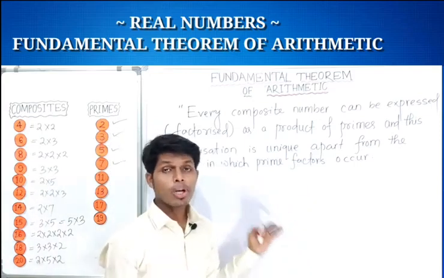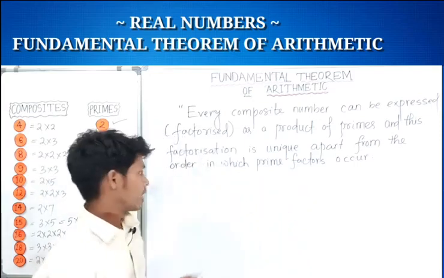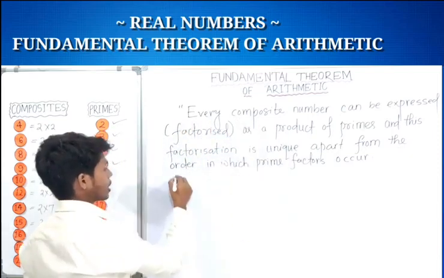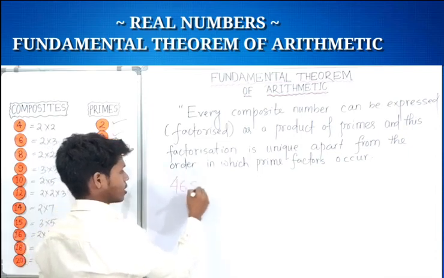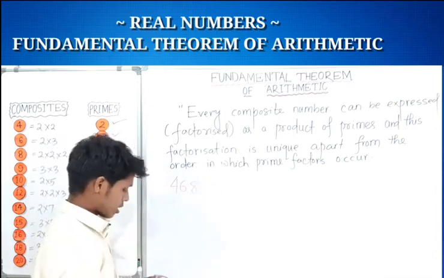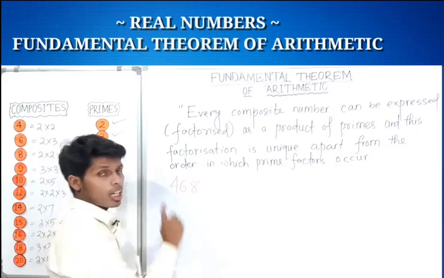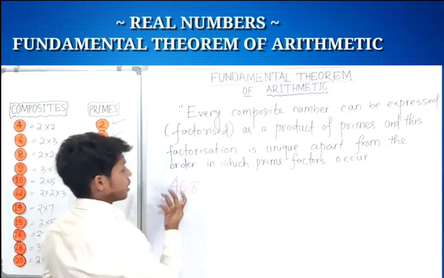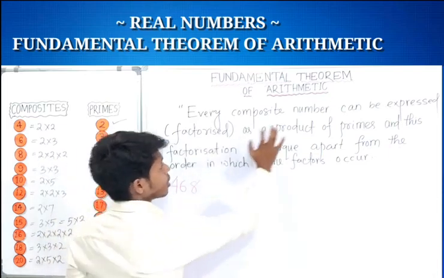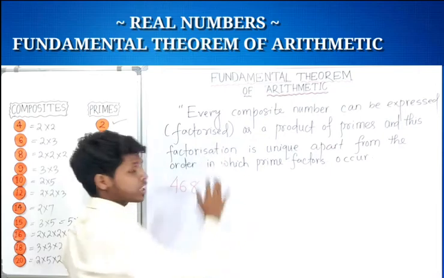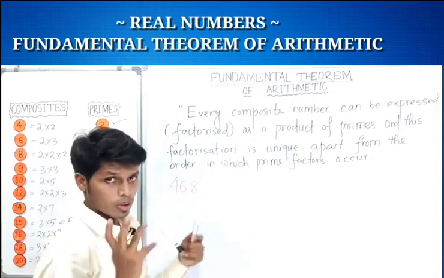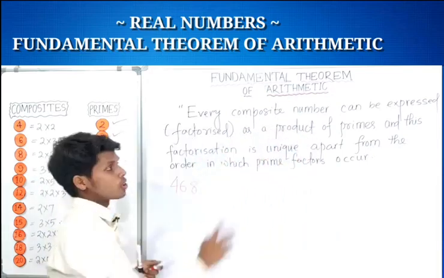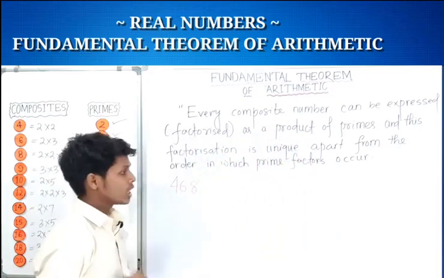So let's take an example to understand this again clearly. It says every composite number, say any composite number be 468. It's a composite number, clearly it can be seen that it is an even number as 8 is in the unit place. So every composite number can be expressed or factorized. Factorized means expressed as a product of some numbers. So it can be expressed as a product of primes. So let's see how we can write 468.